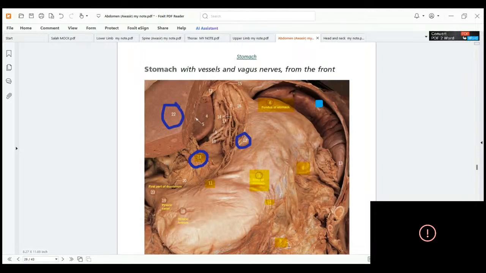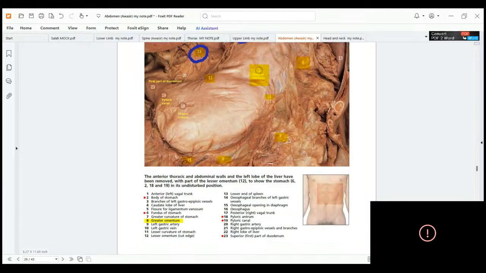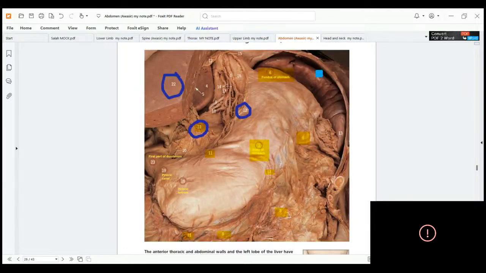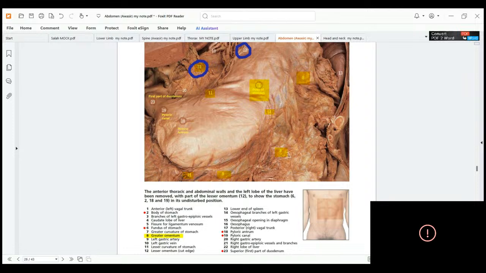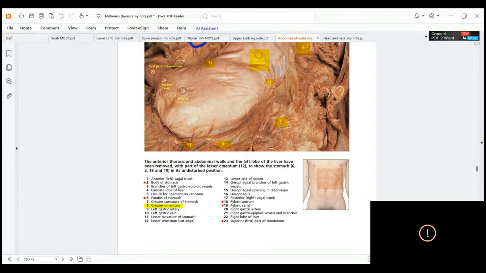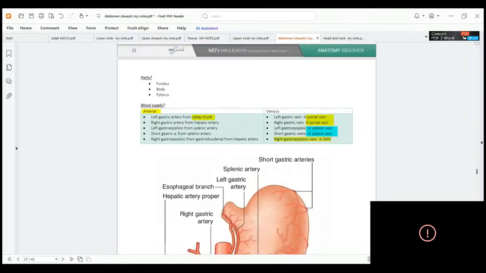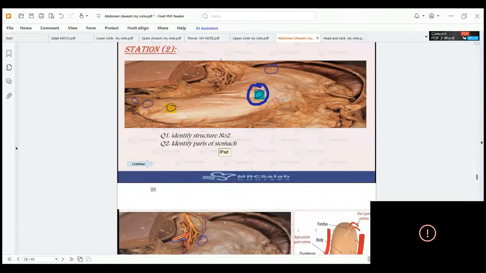This picture we have seen again rapidly. Number 2, body of the stomach. Number 6, fundus of the stomach. Number 18, pyloric antrum. Number 19, pyloric canal. And 23, superior or first part of the duodenum. Parts of the stomach.